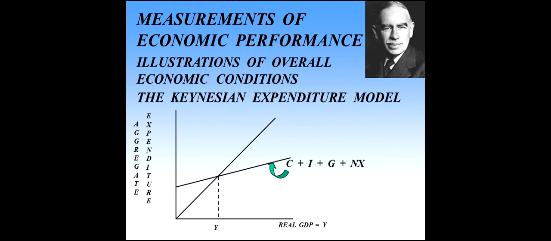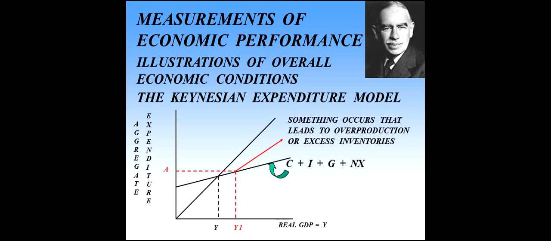Now, Keynes was able to take his very simple expenditure model and begin to illustrate with it some changes in economic conditions. And it gets the point across, but it doesn't explain things as well as a more sophisticated modern model that we use today that we'll get to in a few moments. But let me show you what Keynes was able to do with his model. He said, when you had a situation that would occur like something like overproduction or excess inventories for some reason, this is the point that you would be on the expenditure curve.